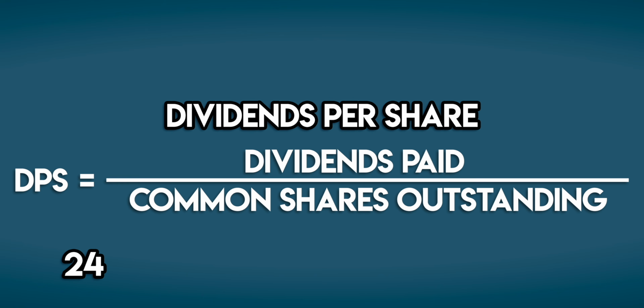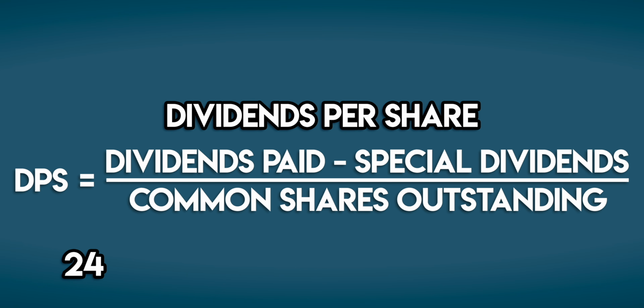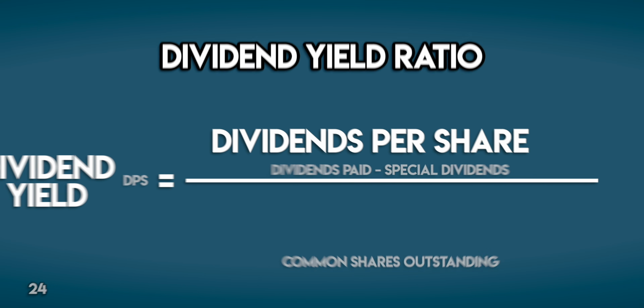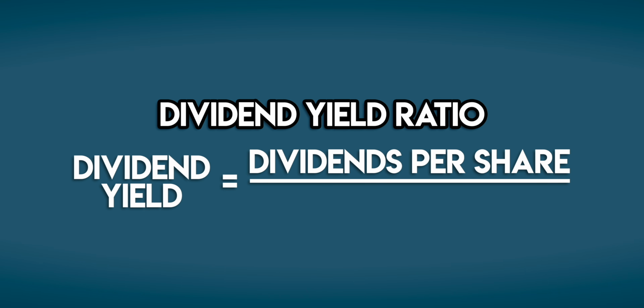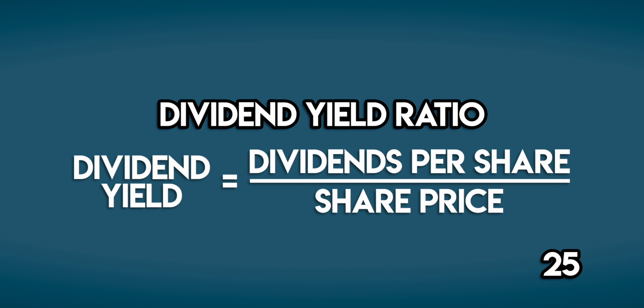If a business pays out a special dividend, which is a non-recurring extra dividend related to a particular event, then we should deduct it when working out dividends per share. Another handy formula for investors is the dividend yield ratio. In this one, we take dividends per share and divide it by the share price of the company. This represents the percentage of a business's share price that it tends to pay out in dividends each year. And that's our 25th financial ratio.